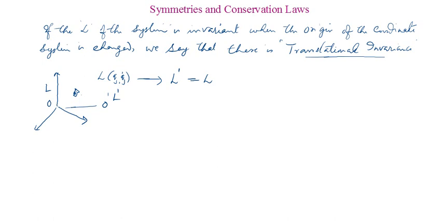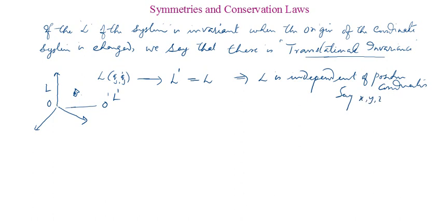And when can it happen? You know that for this case to be true, the conclusion is that L should be independent of the position coordinates, right? So L is independent of the position coordinate. Say in a Cartesian system, it is independent of x, y, z. x1, y1, z1, x2, y2, z2, we can take as many as we want.